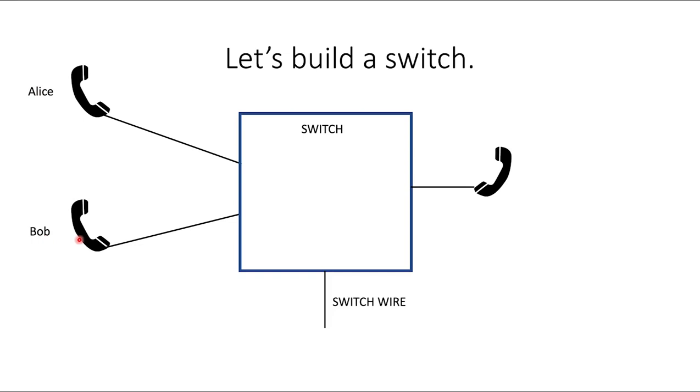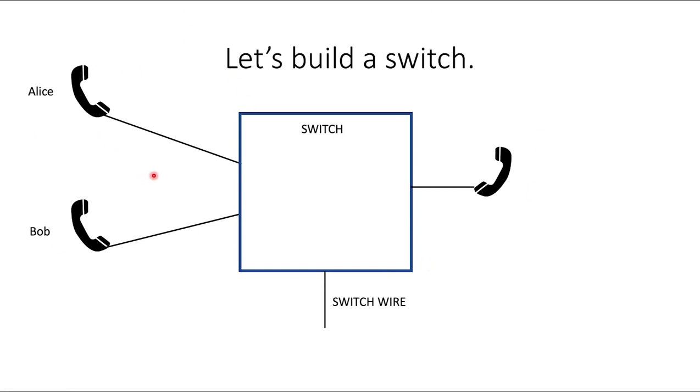But I never want to talk to Alice and Bob at the same time, because then they'll talk over each other, and I won't be able to understand what they're saying. Okay? If you have a phone line coming out of your house, you want to be able to choose who you're talking to at any given time. And you do this using a circuit, which is called a switch.